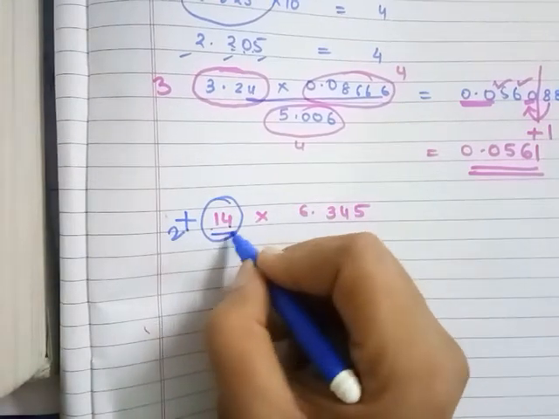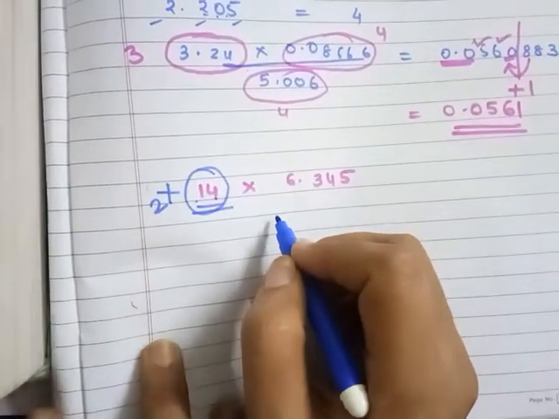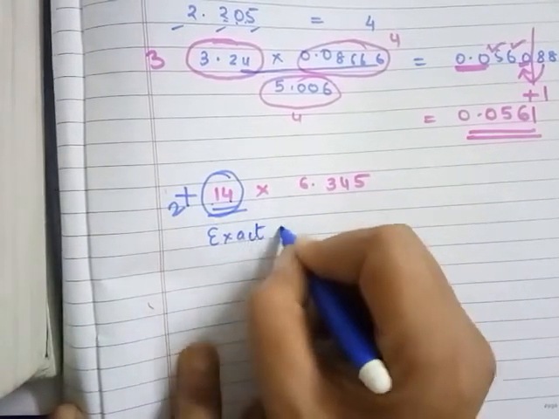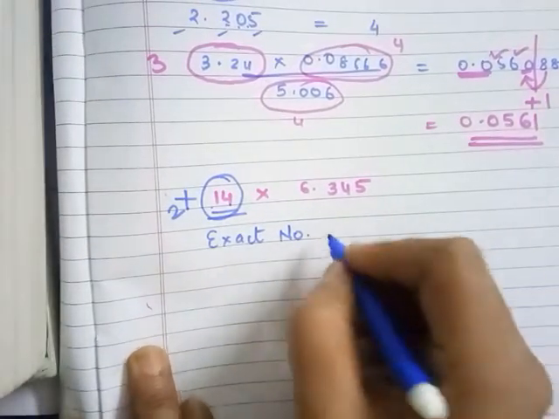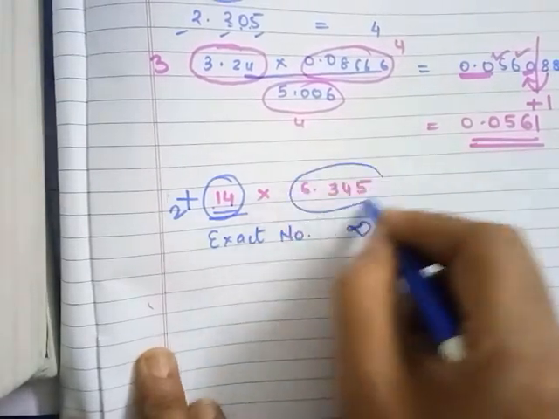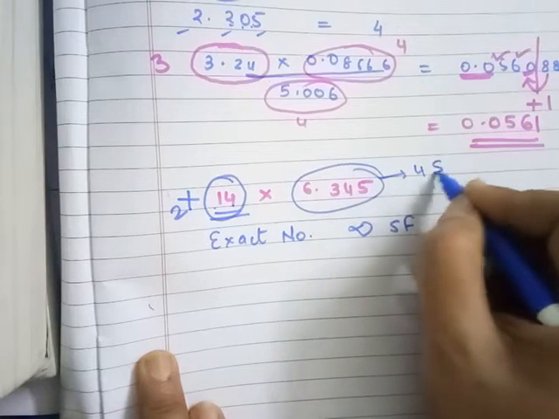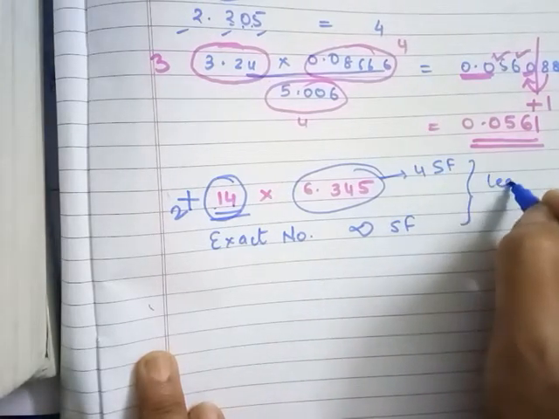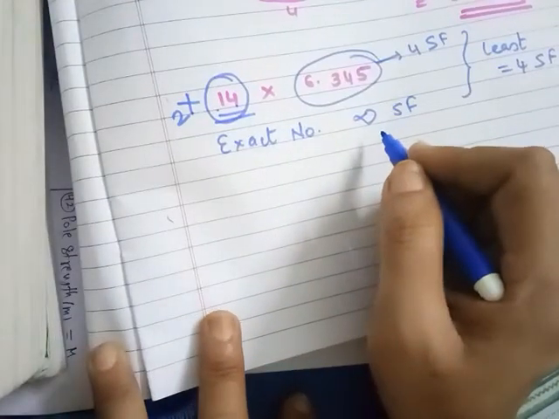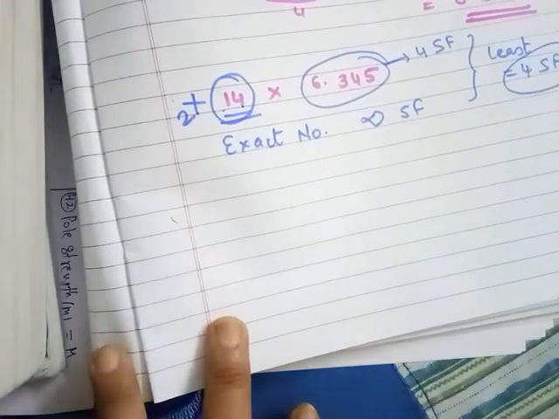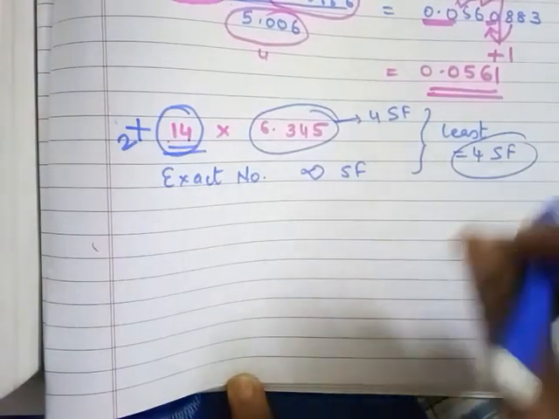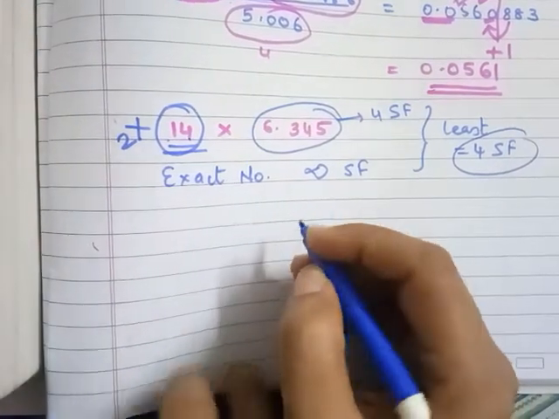When you talk about a fixed number, that is an exact number. So when you have an exact number, it will have infinite significant figures. And the second number will have how many significant figures? 4. Which is least? Least is with 4 significant figures. So the result should have how many significant figures? 4 significant figures. When you have an exact number, the result will be with the least significant figures.